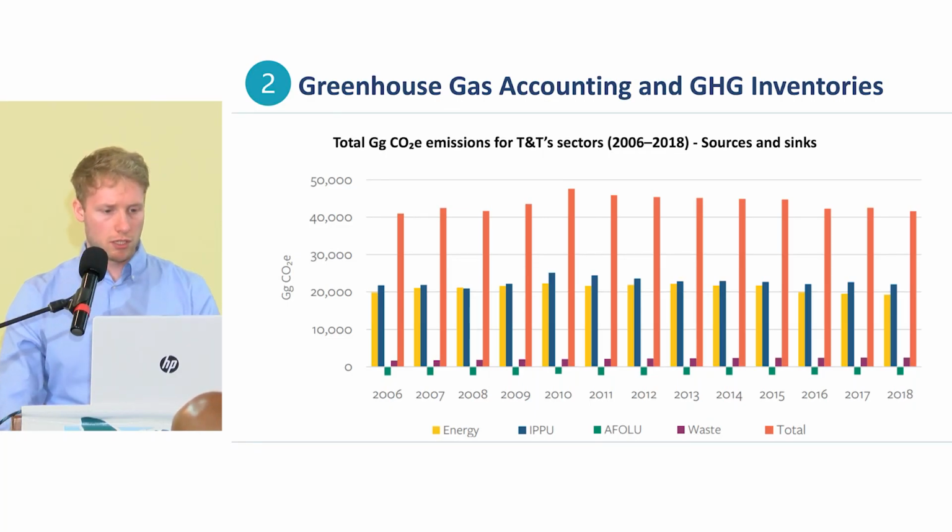And this is just over the years. You see the fluctuating total, not fluctuating that much, and the relative distribution of the sectors contributing to that national total.